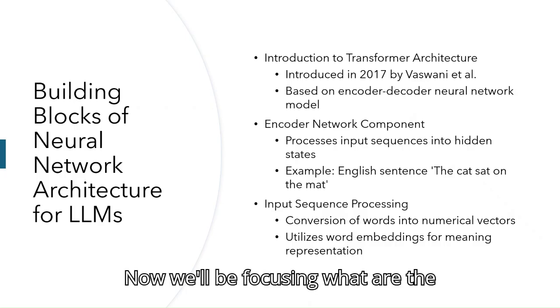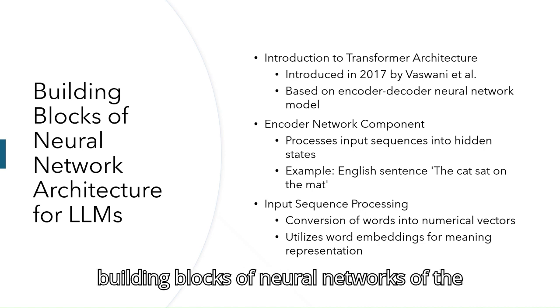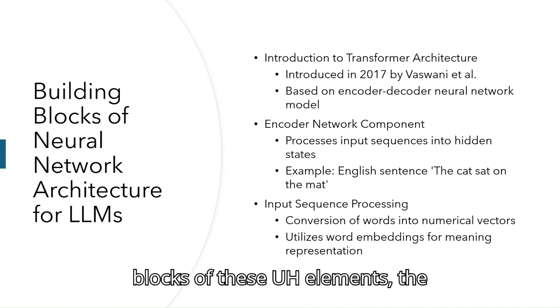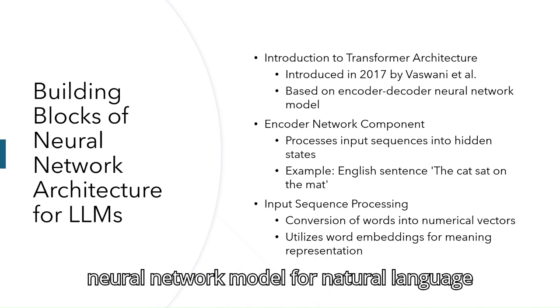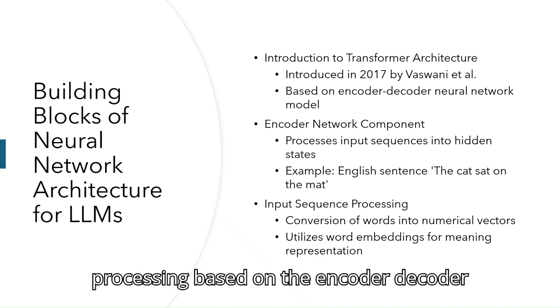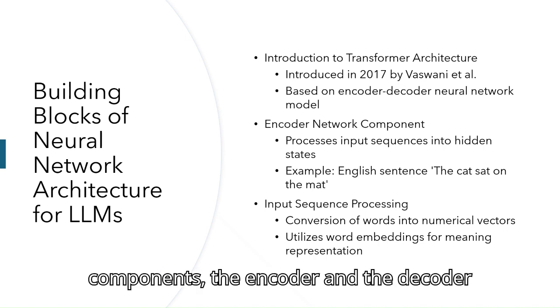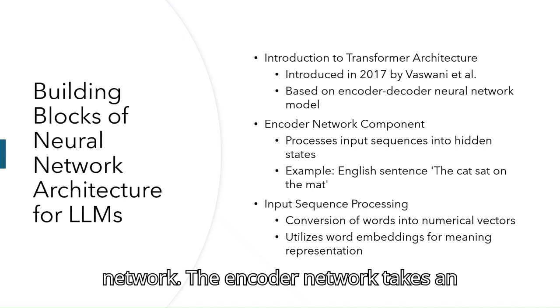Now we'll be focusing on the building blocks of the neural networks of the LLMs. Among the building blocks of these LLMs, the transformer architecture represents the neural network model for natural language processing based on the encoder-decoder architecture, and the transformer architecture consists of two main components, the encoder and the decoder network.